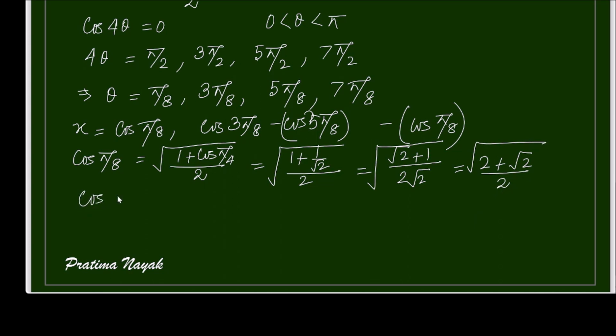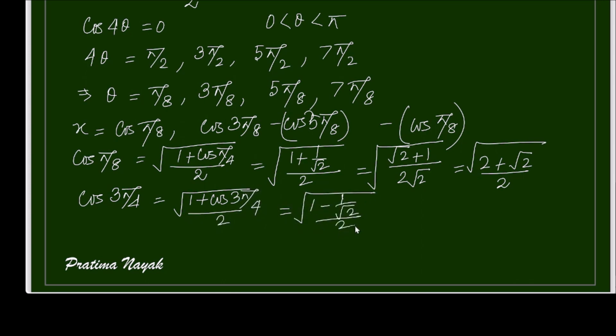And about cos 3 pi by 8, it is equal to square root of (1 plus cos 3 pi by 4) by 2, that will be square root of (1 minus 1 by root 2) by 2. It is simplified to square root of 2 minus root 2, by 2.